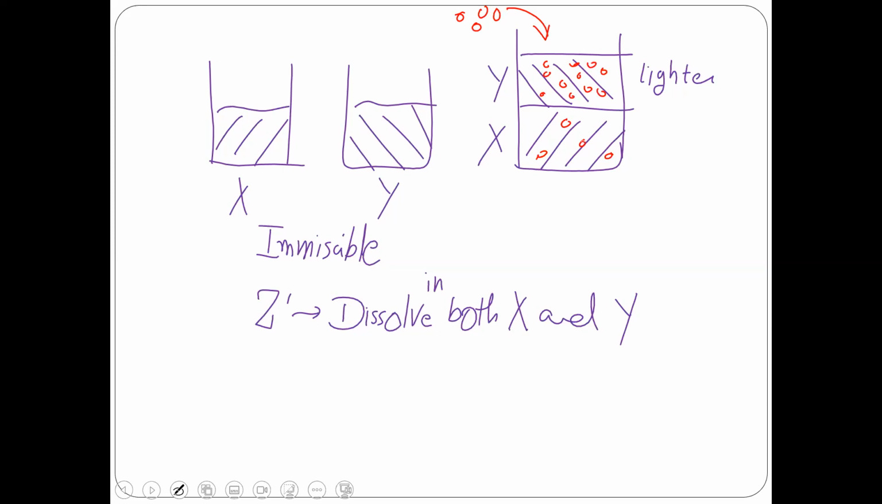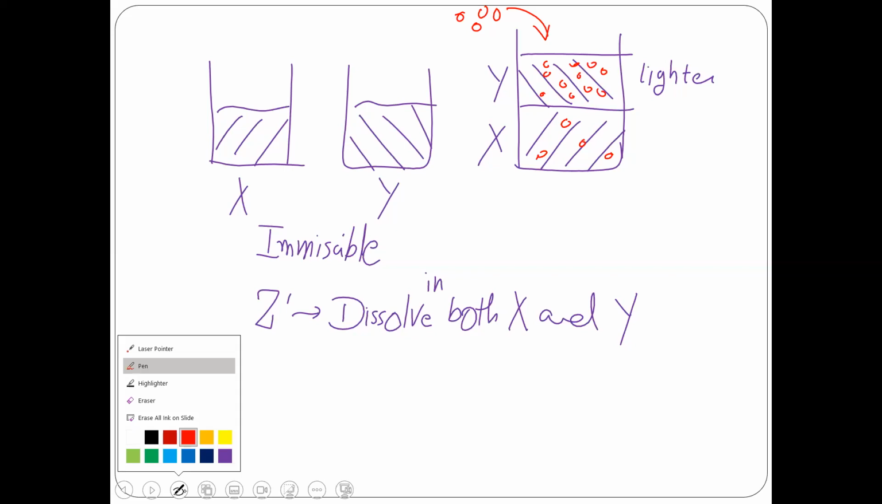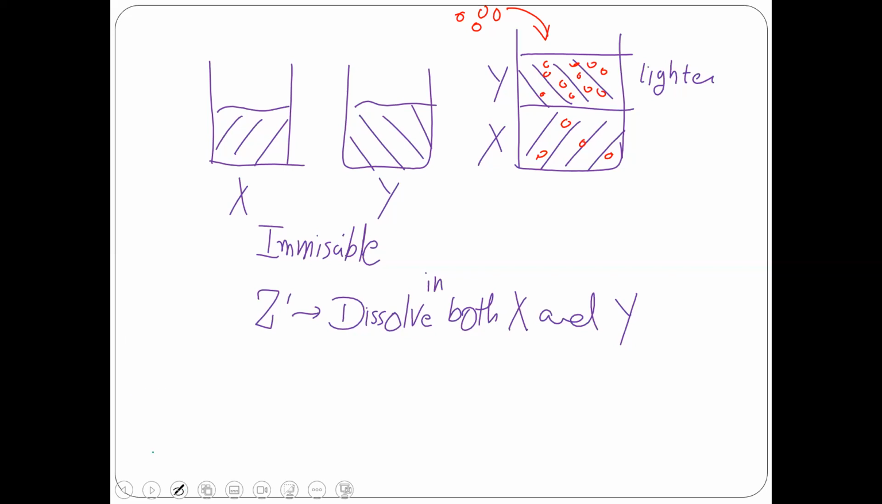Z has dissolved in both of them. And you can notice from my drawing that Z has dissolved more in Y, less in X. This is a possibility. Z is soluble in both, but definitely the solubility is not necessarily the same. Z dissolves more in Y and less in X, for example. Now, we will say that Z has penetrated in between X and Y, and it is now soluble in both X and Y, which are mutually immiscible.